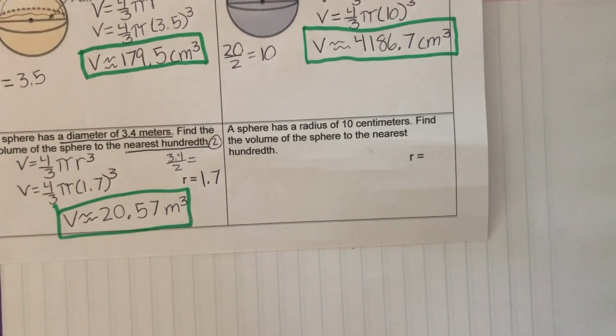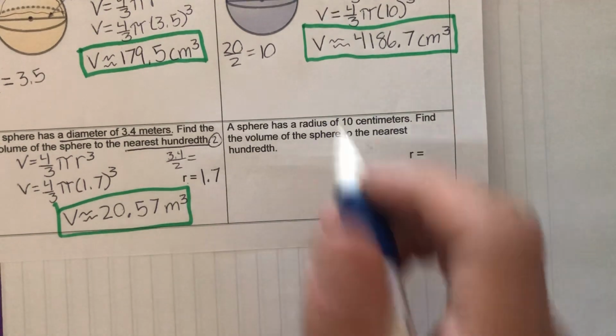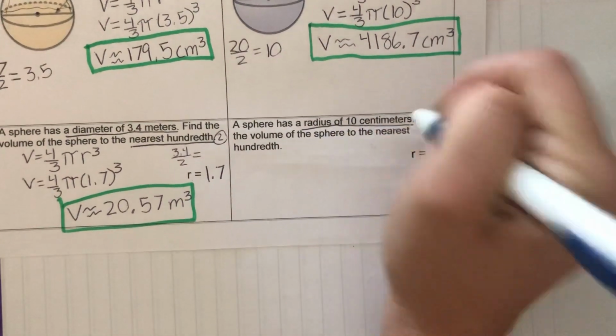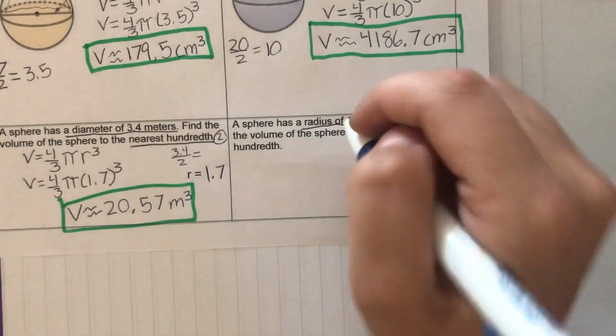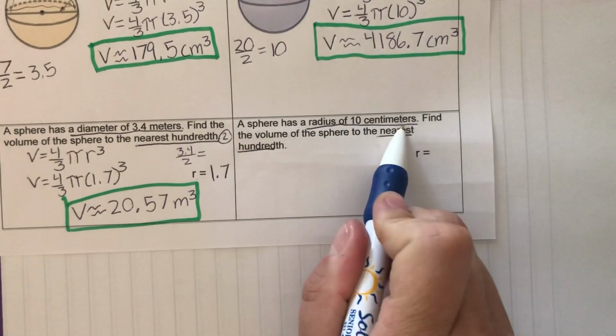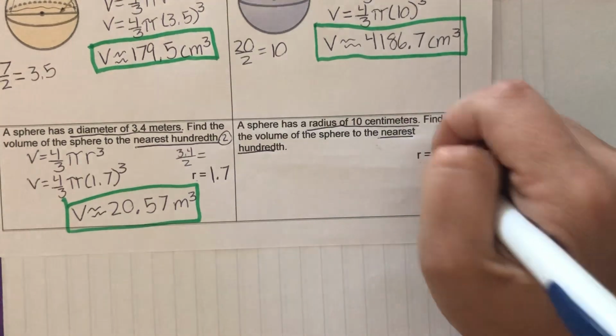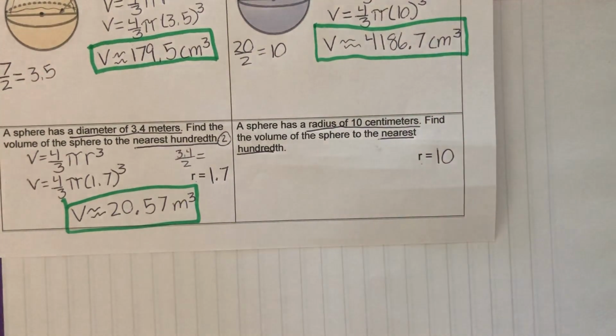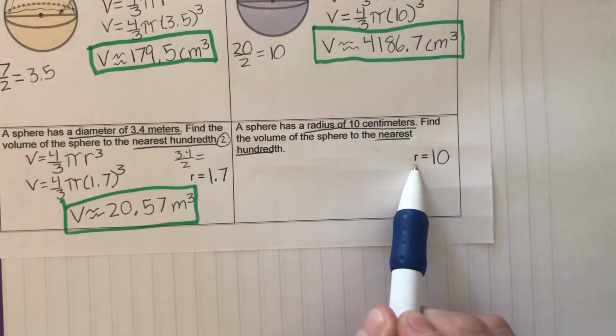Last problem, pause the video, try it on your own, then check back with me. The sphere has a radius of 10 centimeters. Find the volume of the sphere to the nearest hundredth. So it told me the radius is 10. I need the radius. I don't need to do anything to it. It already gave it to me. So the radius is 10. A common mistake here would be some people would go, oh, I need to divide that by 2 because we just did it for the last problem. No. If it gives you the radius, you have your radius, you're done.